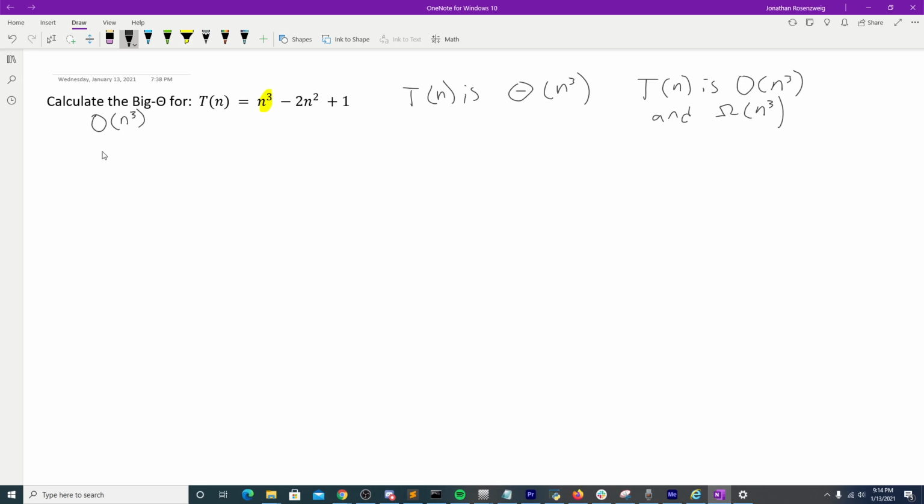So for O of n, generally it's easiest if we choose a constant that's greater than the constant in front of n cubed. In this case, 1 would work, but it's usually easier to choose a greater one. So I'm going to choose 2 for our constant.